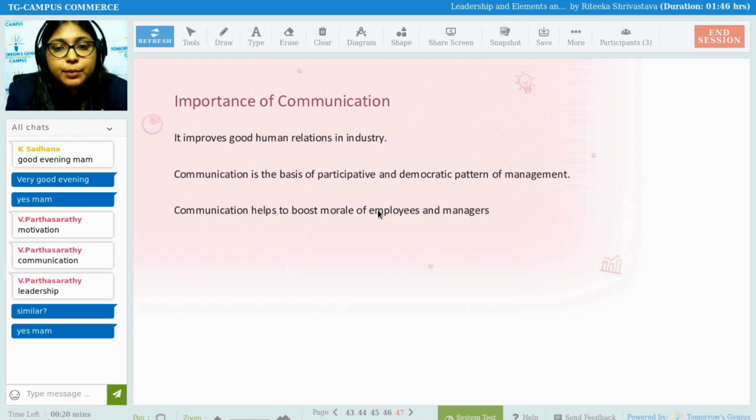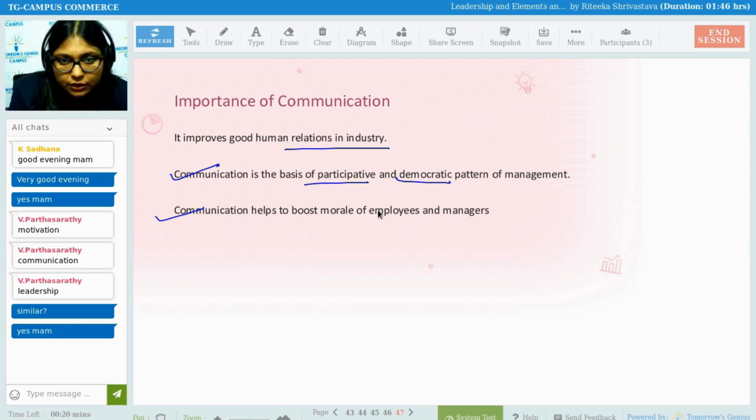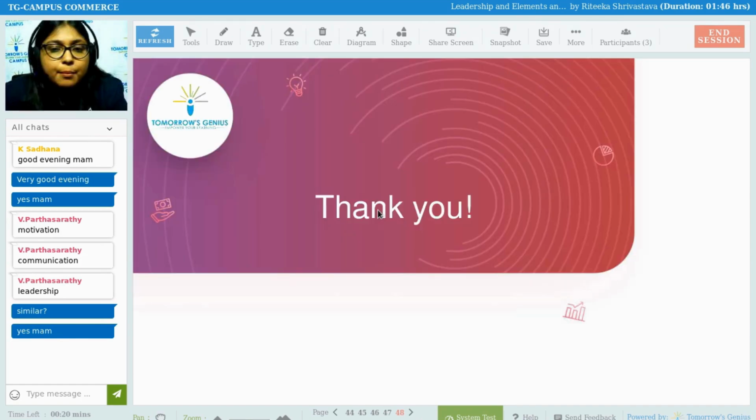It improves good human relations in the industry. Communication is the basis of participative and democratic patterns of management. Communication helps to boost the morale of employees as well as managers. Be it a democratic style or a participative style, everywhere communication is going to be in the picture in management. And communication will also help to boost or motivate the morale of employees and managers.